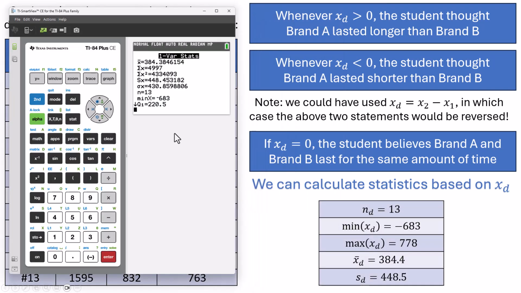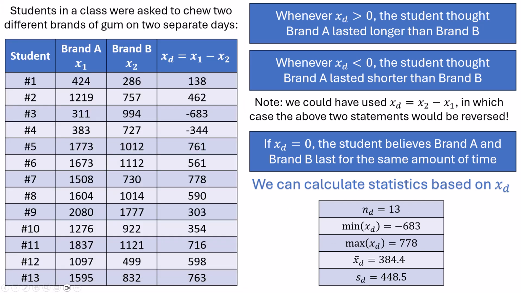So we have a sample size of 13. That's what we had. The minimum, if we scroll, actually we can see it right here, is 683. The maximum, if we scroll down, is 778. x̄ is 384.4 approximately. And the standard deviation, s, is 448.45, rounding to 448.5. Note that the calculator just gives you x̄ and s, but they really should be subscripted with the d to represent that they are based on the difference data. The calculator has no way of knowing that this data set relates to difference data.